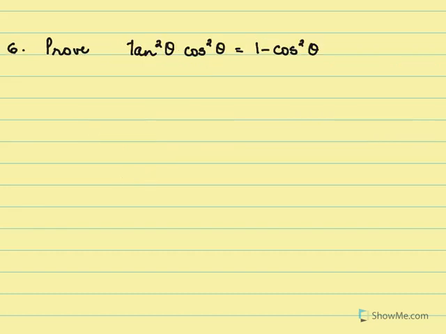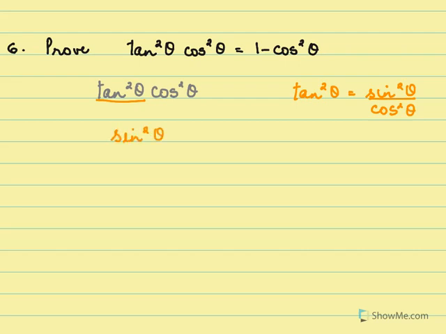Now we need to prove tan square theta into cos square theta equal to 1 minus cos square theta. So we start with tan square theta into cos square theta. Now we are going to substitute for tan square theta. If you remember, tan is sine over cos. So for tan square, I'm going to put sine square over cos square theta. You have to write the reason, that tan is sine over cos, into cos square theta.